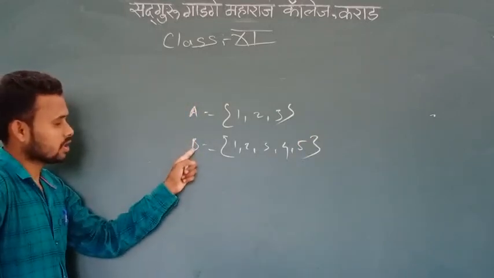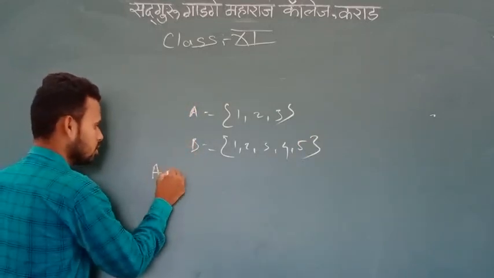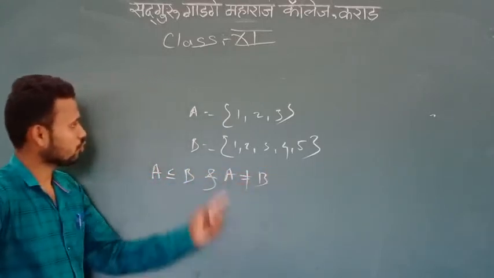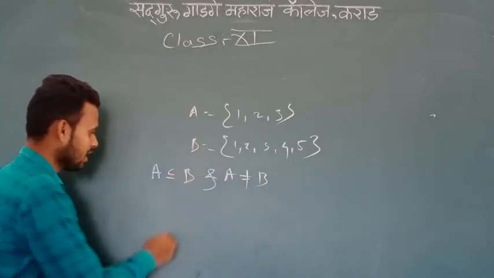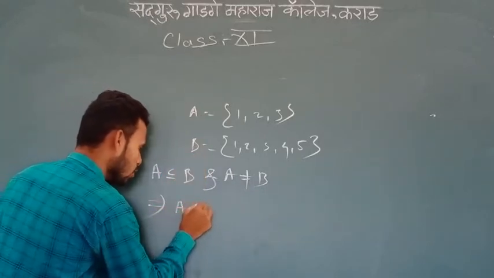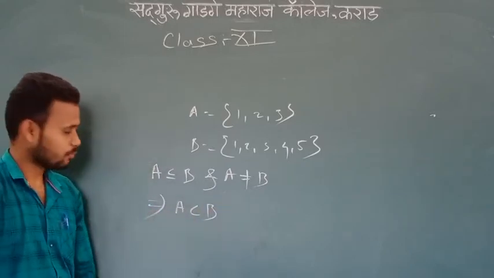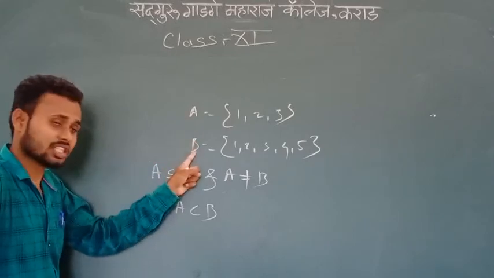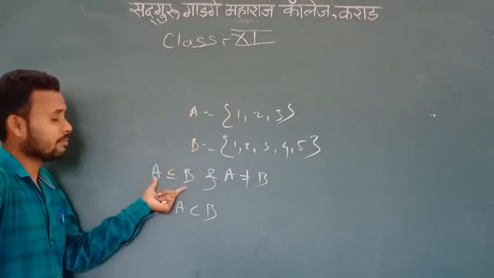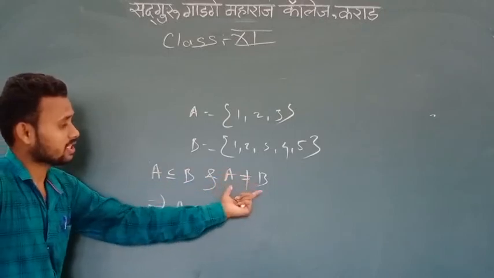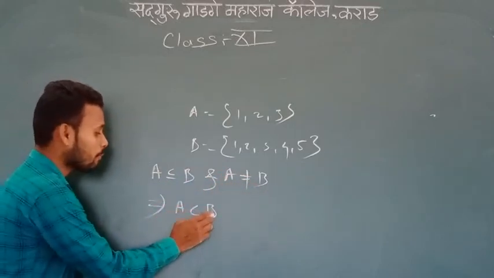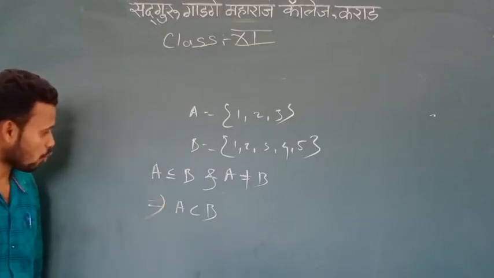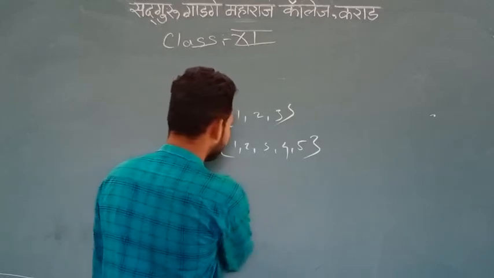A is a subset of B, and A is not equal to B, therefore we say that A is a proper subset of B. What is a proper subset? A is a subset of B, but the condition is that A and B are not the same, not equal. If they are not the same, then we can say that A is a proper subset of B.